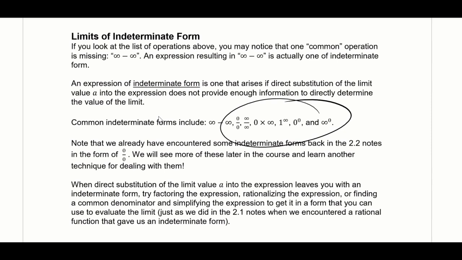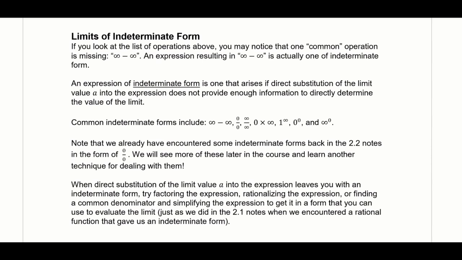Other forms of this type are things like 0 over 0, infinity over infinity, 0 times infinity, 1 to the infinity, 0 to the 0, infinity to the 0. Basically, it's all those weird little math things you probably did as a kid just to play around with weird sounding numbers like 1 to the infinity or infinity to the 0, things like that. So we actually have already seen this, we just didn't call it this yet. We saw some of these 0 over 0 forms in the 2.2 notes. We will, of course, see them later. We'll learn a technique actually involving calculus to deal with them.